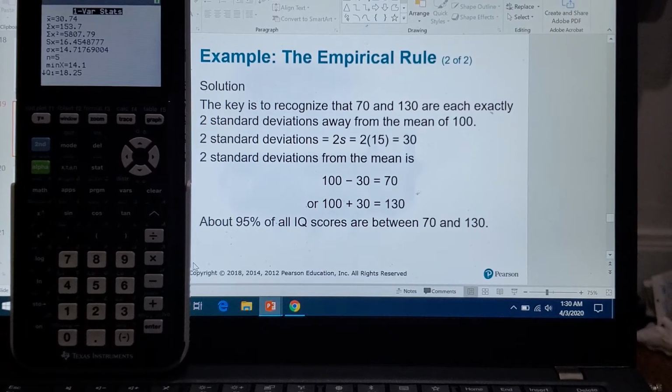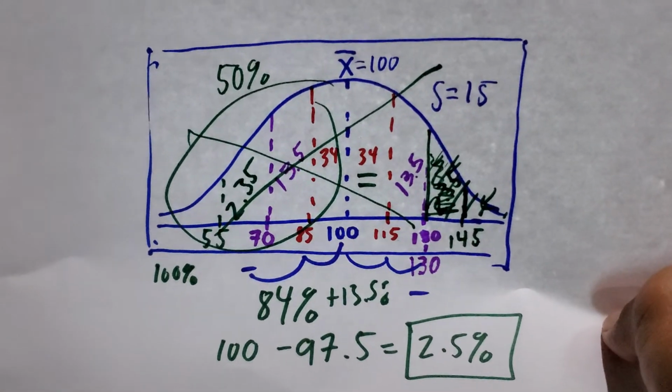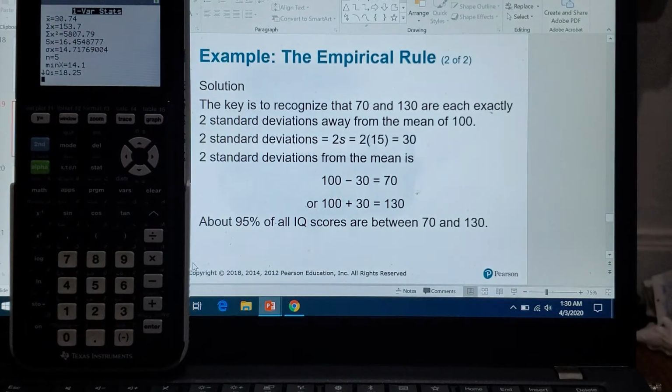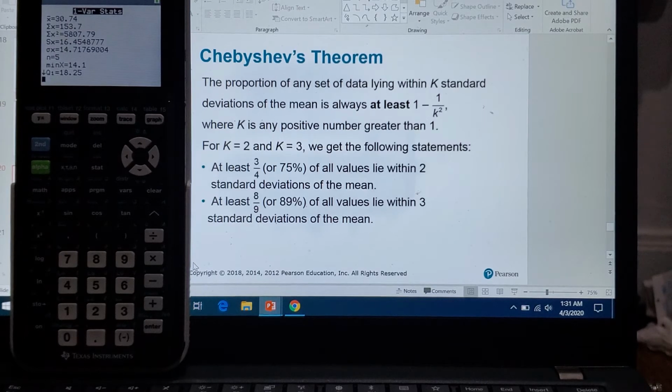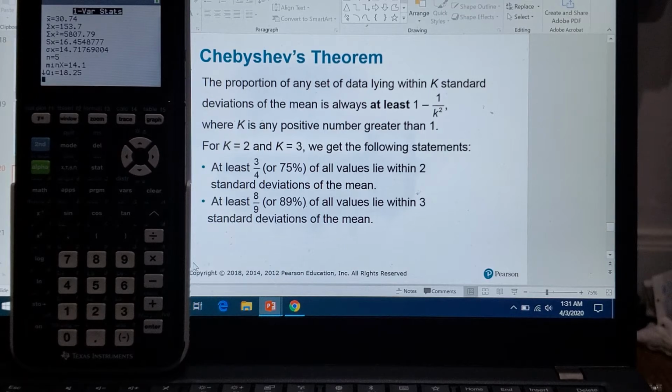But this rule only works for this bell-shaped symmetric curve. But we did talk about skewed left. We talked about skewed right. So whenever that happens, let's say when you don't know what the distribution is, again, if you know it's bell-shaped and symmetric, that's great. You can use the empirical rule.